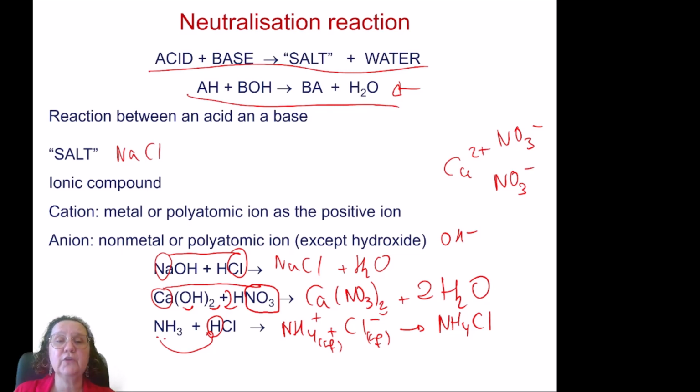What you are making is this compound, NH4Cl, and this is called ammonium chloride. This is an example of a polyatomic ion working as a cation, while in the previous case the nitrate anion was an example of a polyatomic ion acting as an anion.